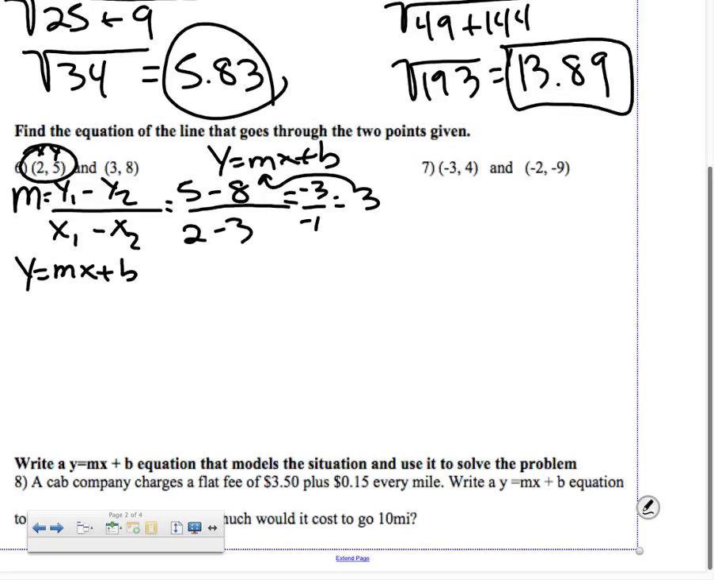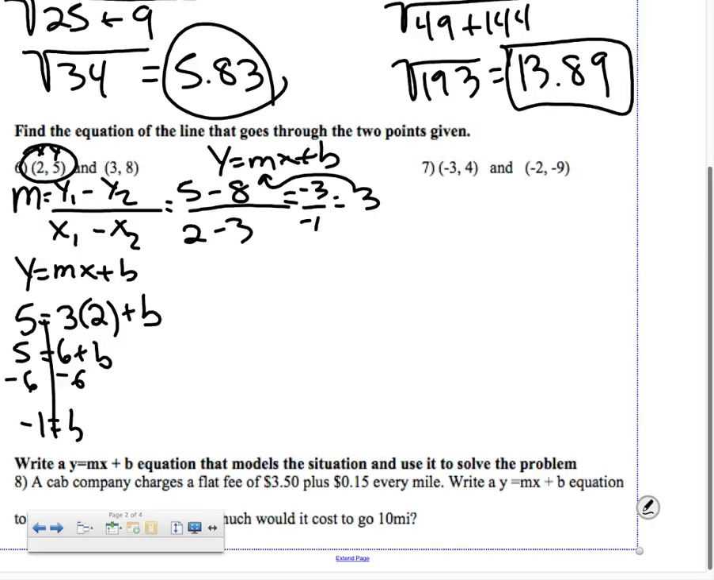My y temporarily is 5. My m, I found out before, is 3. My x temporarily is 2. And then I add the b. So now I just solve this equation. 3 times 2 is 6. And then subtract 6. And you get negative 1 equals b, which is not the final answer that I have. My final answer is the equation. So I'm going to plug it in. y equals 3x minus 1, or plus negative 1 if you want, either way.